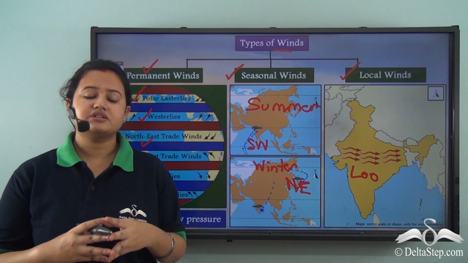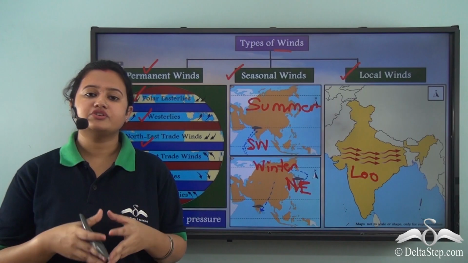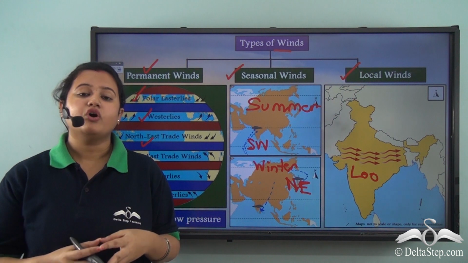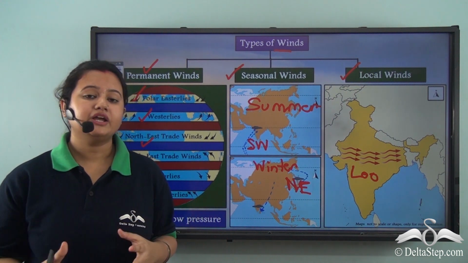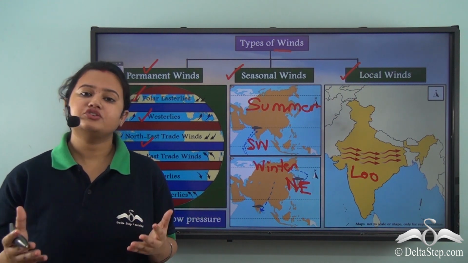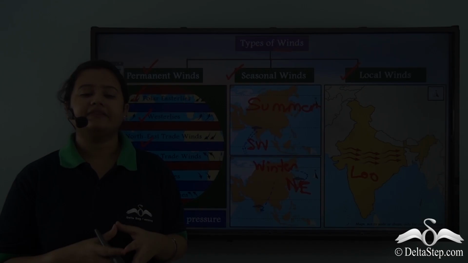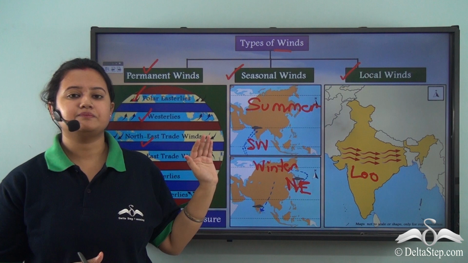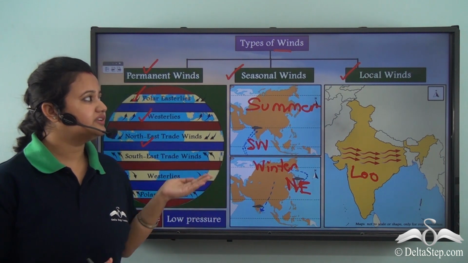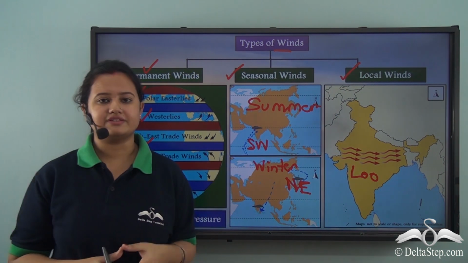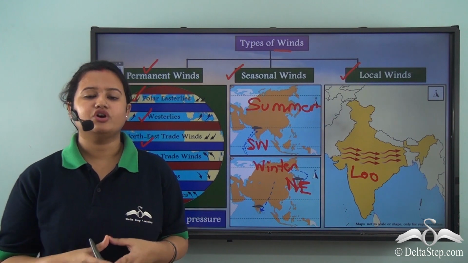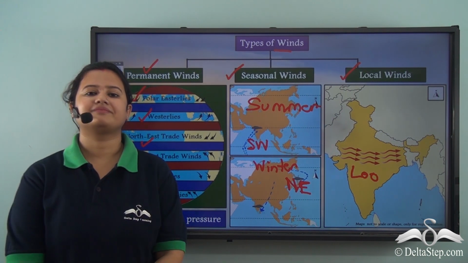And then we discussed wind. Wind refers to moving air. Now wind always blows from high to low pressure regions. The instrument that helps us to determine the wind flow is the windvane. And then we discussed different types of winds. They are permanent winds, seasonal winds and local winds. So this brings us to the end of today's lesson.